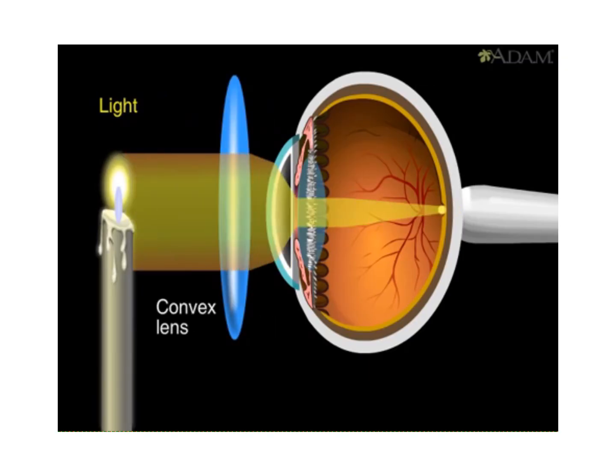Glasses with convex lenses narrow the plane of light. Narrowing the light passing through the cornea moves the focal point back onto the retina and can correct farsightedness.